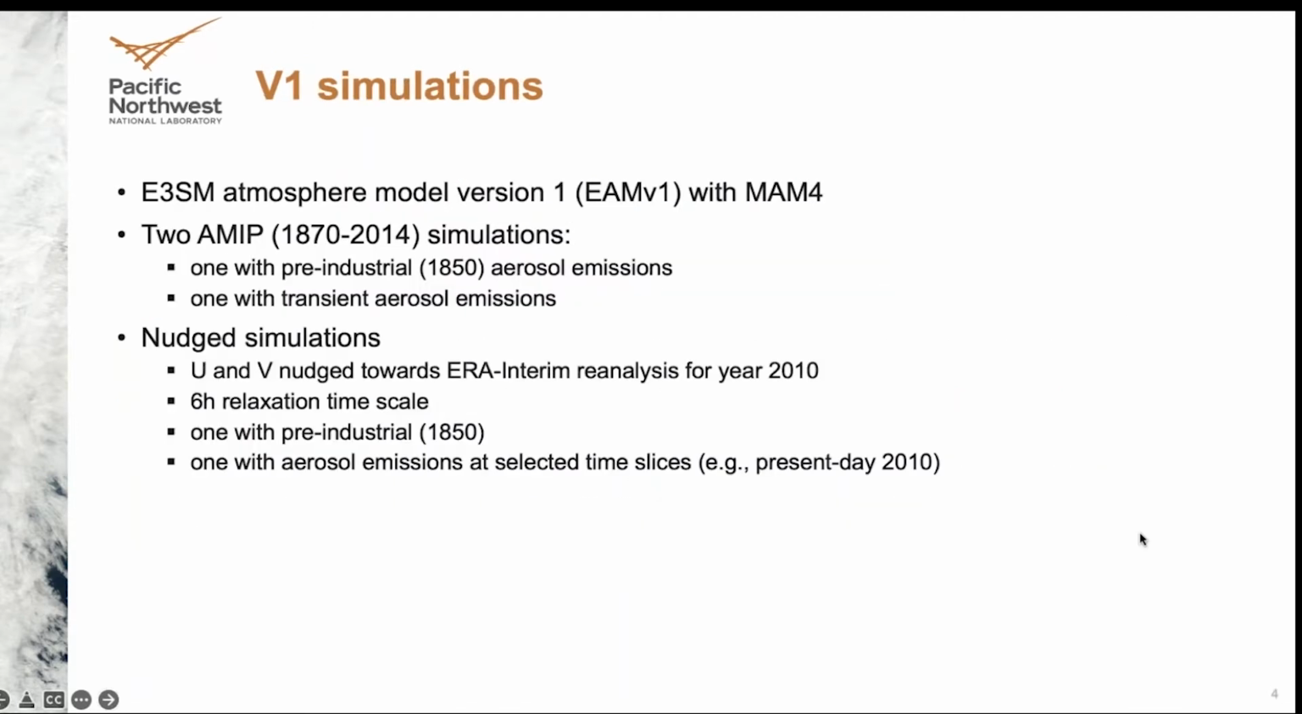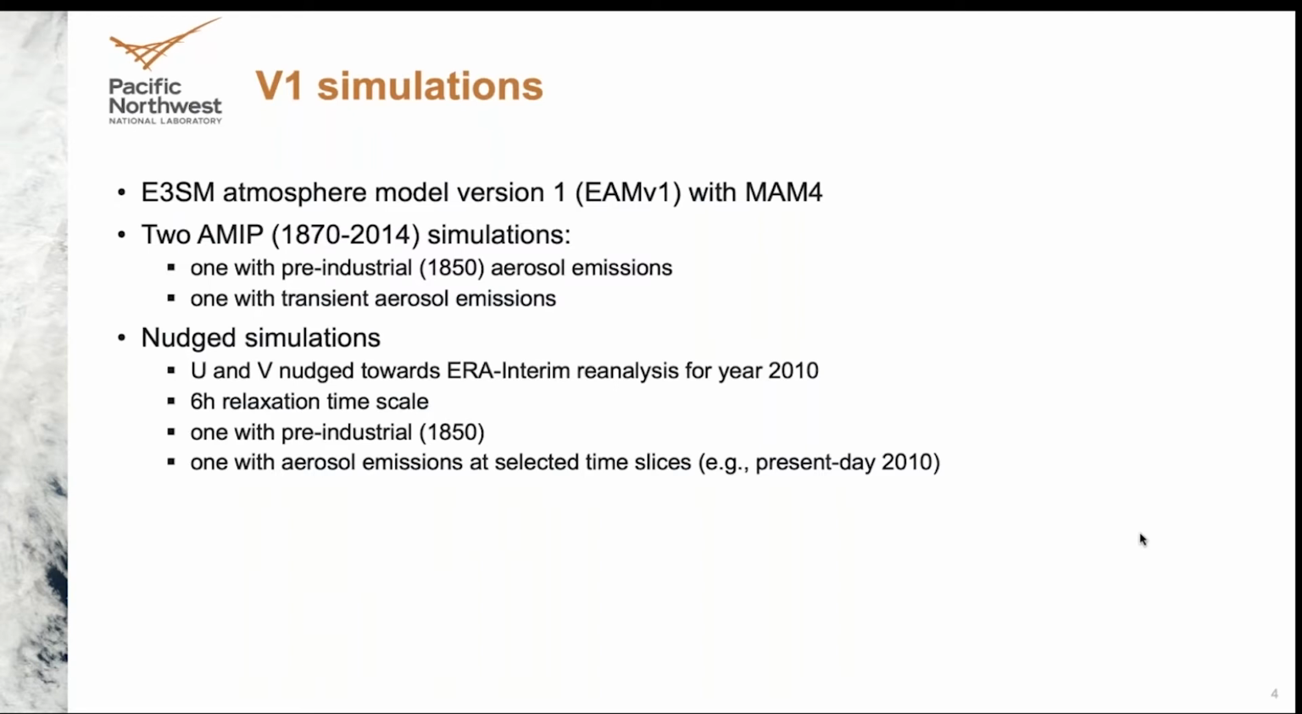So I will use a lot of long simulations from the DECK simulations for V1 and V2. For the V1 simulation, the EAM V1 model version is used with the MAM4 aerosol module. The long simulation I use is from the AMIP simulation starting from 1870 to year 2014, and we have two simulations, one with the pre-industrial aerosol emissions and the other with the transient aerosol emissions. By taking the difference between the two, I can derive the effective aerosol forcing from those long simulations.